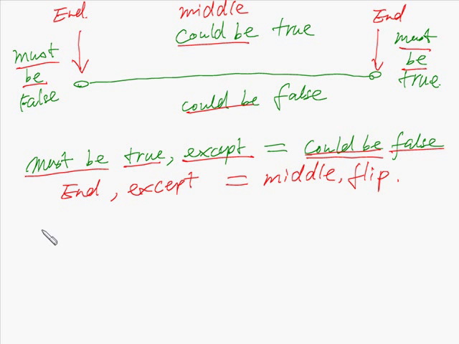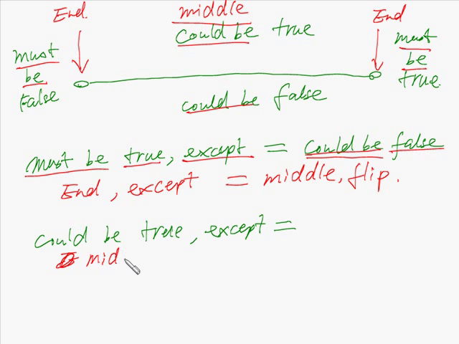Right? Okay, what if there's a question that asks which one of the following could be true except? Well, could be is the middle, right? So essentially this is asking for the middle except. Could be and the except, right? And that equals to what? We already know that could be true except is the same thing as to say must be false.